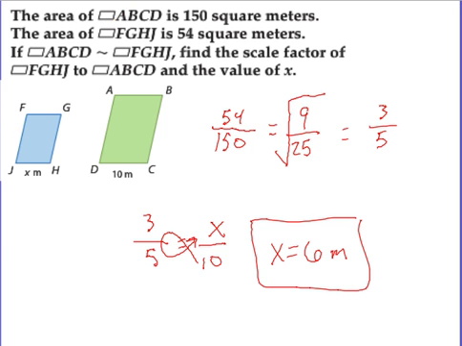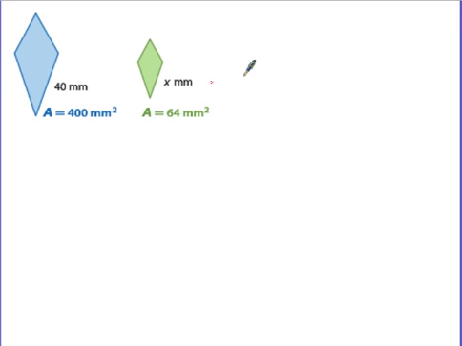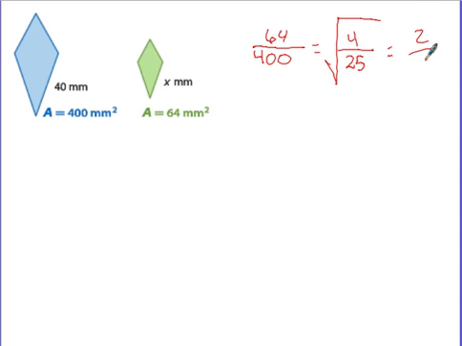Okay, one more example, very similar to the last one. Set up the ratio of the areas. So 400, and I like small numbers on top, so 64. Simplify it. 16 goes into 64 4 times, and 16 goes into 400 25 times. So 4/25, take the square root. So that's 2 over 5 is the scale factor of the side lengths.